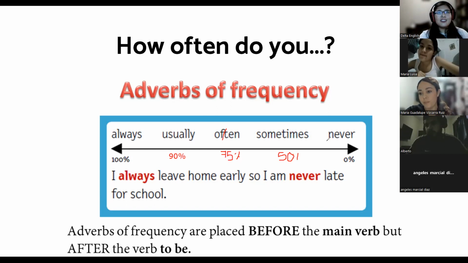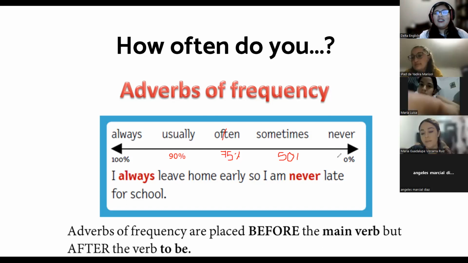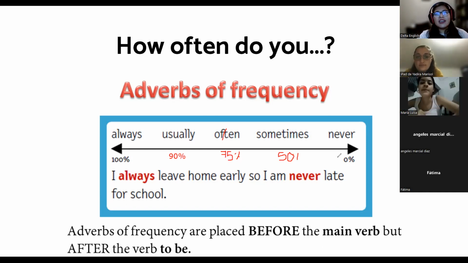Never. So let's go ahead and repeat. Never. So of course, never is the polar opposite of always. Always, 100% sí. Never, 0% sí. O 100% no, si lo quieren ver así. Now, where am I going to put my adverbs of frequency?